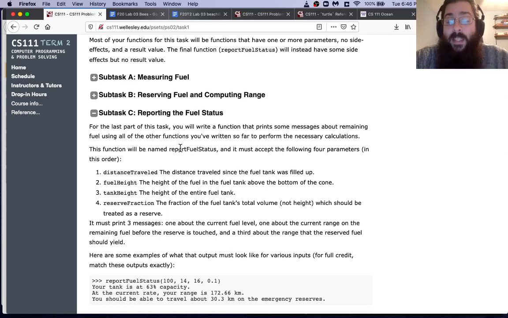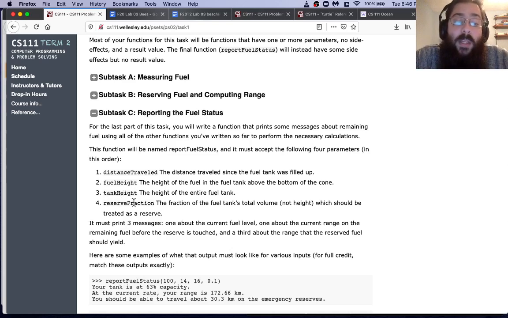The first parameter is distance traveled. How far have we gone since the tank was filled up? Now, that's the same kind of thing you might need for that range function, right? So we might be using that function with that parameter. Parameter 2 for report fuel status is fuel height. What's the height of the fuel in the tank? And again, you'll recognize this. Hey, I have an idea of where I could use this parameter value, right? We've written a function that deals with fuel height. Parameter 3 is tank height, right? Same deal. Probably you could use those two things together to compute the fraction of the fuel, right? We have a function for that.